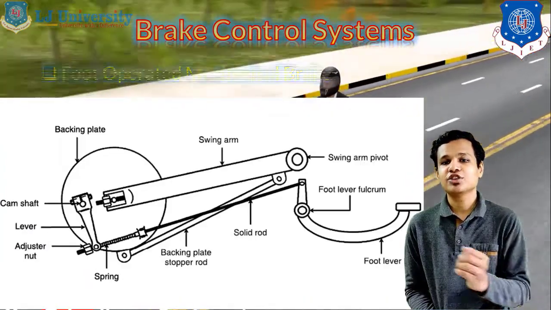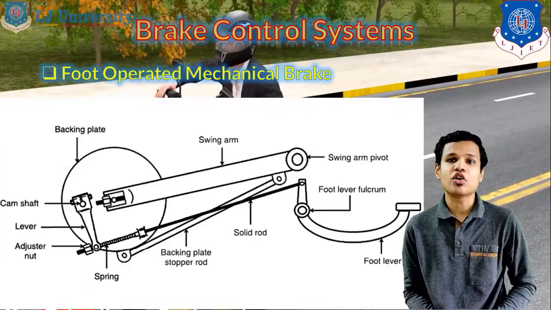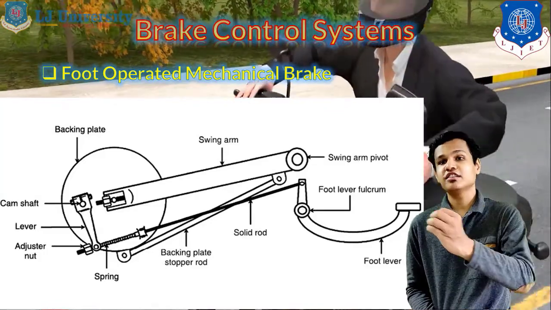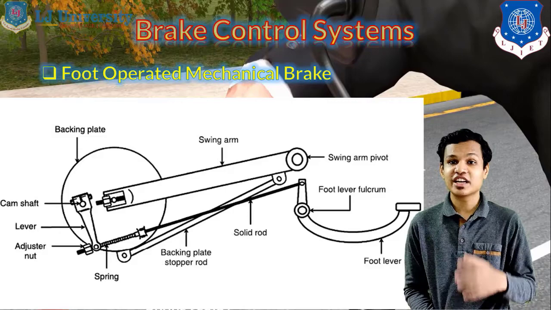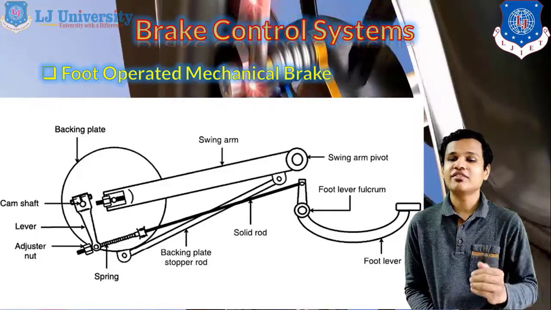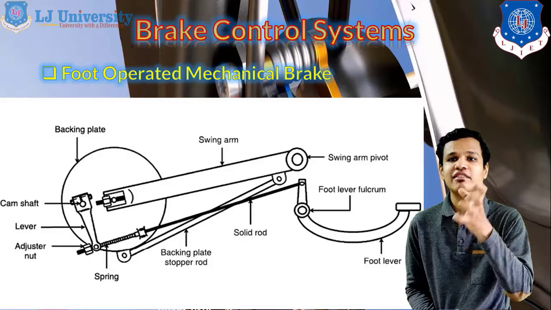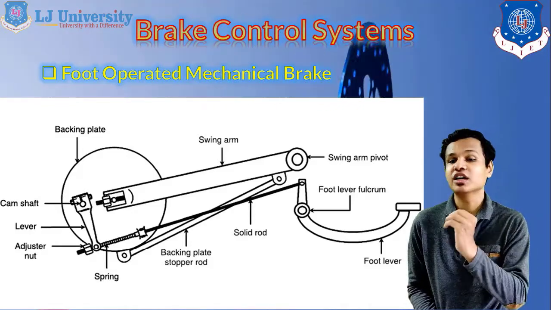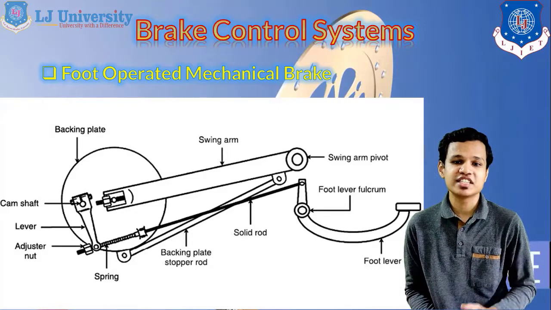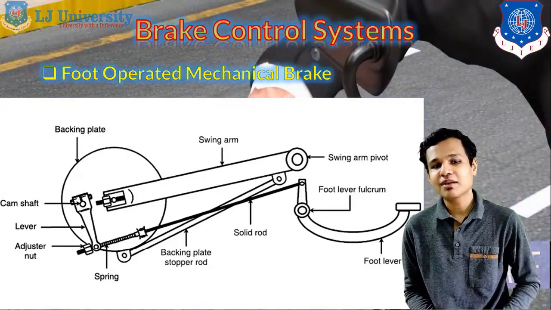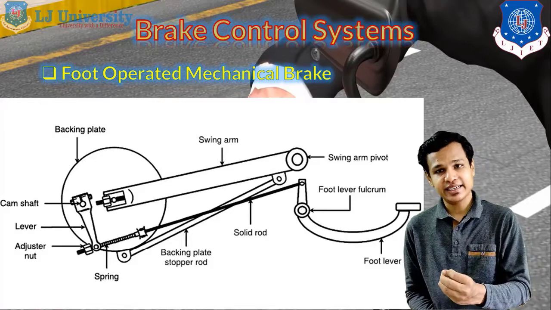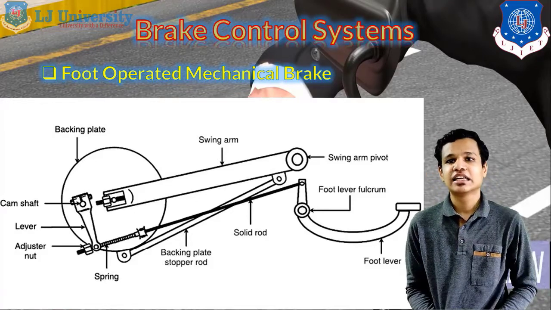The second type is the foot operated mechanical brake. In this also the control system is mechanical, but the brakes are operated with our foot, which is generally the case in motorcycles. In this diagram you can see that when we apply pressure on the foot brake, the foot lever will be operated with the fulcrum connected with our foot lever. With the foot lever fulcrum we have connected a rod, which is a solid type of rod. That solid rod is connected in the same manner as in the earlier case, with a lever which is further connected with our camshaft.